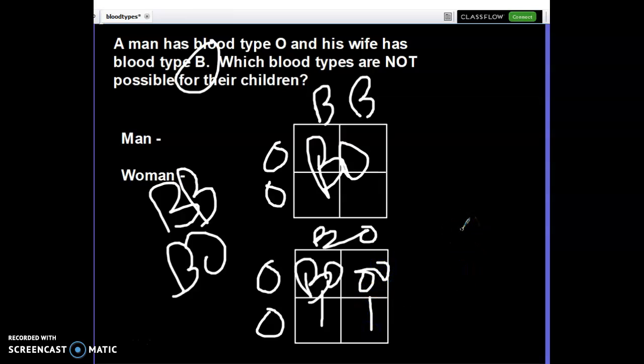Okay? But that's not the question. It says what blood types are not possible for their children. Well, if you guys can just look, there's no A around anywhere, right? So the kids cannot have A blood, and they cannot have AB blood. Okay?